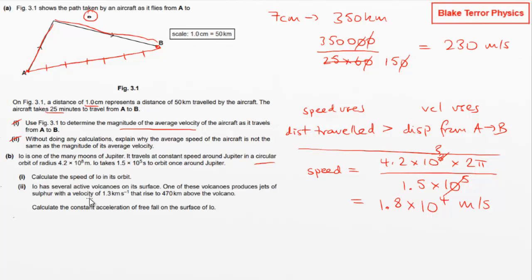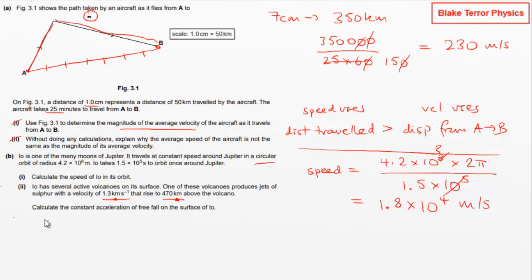Now we got active volcanoes producing jets of sulfur with a velocity of 1.3 kilometres per second, rising 470 kilometres above the volcano. Calculate the constant acceleration of freefall. I suppose we could leave that in. They've given us kilometres twice, but it's going to give us a small number if we stay in kilometres. I mean, that's fine, I suppose, but we would expect the g on Io to be less than it is on Earth, seeing as Io is smaller.